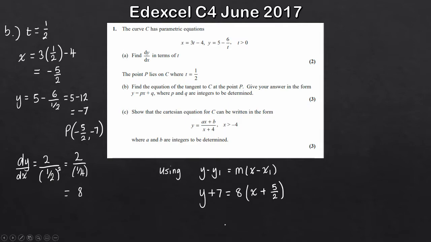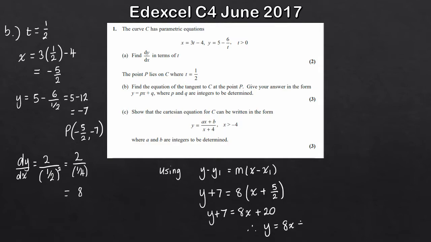And all we need to do here essentially is just start simplifying. We want it in the form y equals px plus q. So if I expand this right hand side, that's 8x. 8 times 5 is 40, divided by 2, so that's plus 20. And then if I take 7 off both sides here, we get it in the form we need.